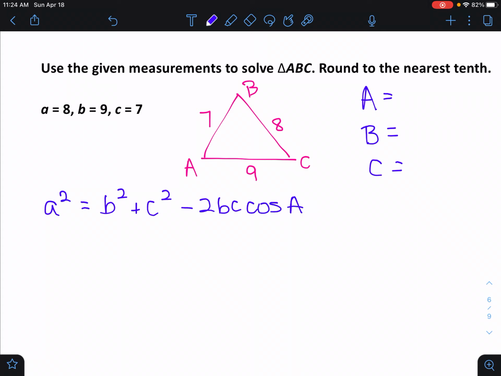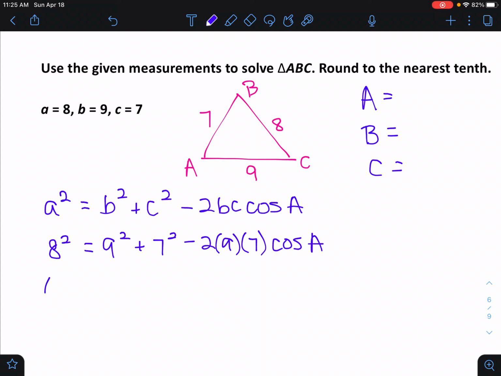Okay, now a we know is 8, so I'm going to put 8 squared equals 9 squared plus 7 squared minus 2 times 9 times 7. But I don't know angle A. That's what I'm trying to solve for. So I have all of this information, so I'm going to type this in.